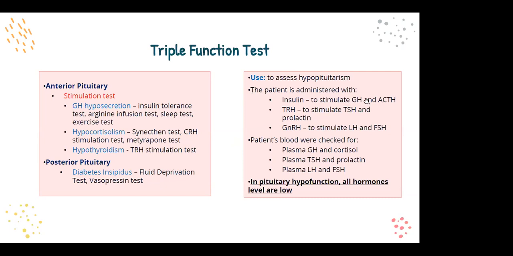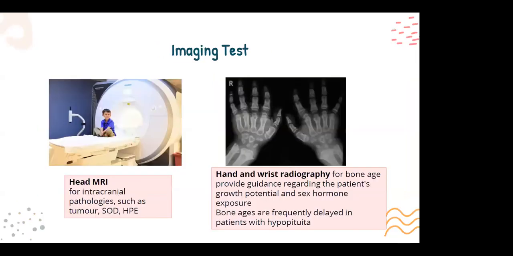The patient is administered insulin, to test for growth hormone and also ACTH, and the patient is also administered TRH to stimulate TSH and prolactin, and also GnRH to stimulate LH. After the patient is administered these three hormones, the blood is checked for plasma growth hormone and cortisol, plasma TSH and prolactin, and plasma LH and FSH. When there is pituitary hypofunction, all hormone levels are low. This is what I got from Dr. Zamzila's lecture notes from last year, and for the details, you can read them in Dr. Zamzila's lecture.